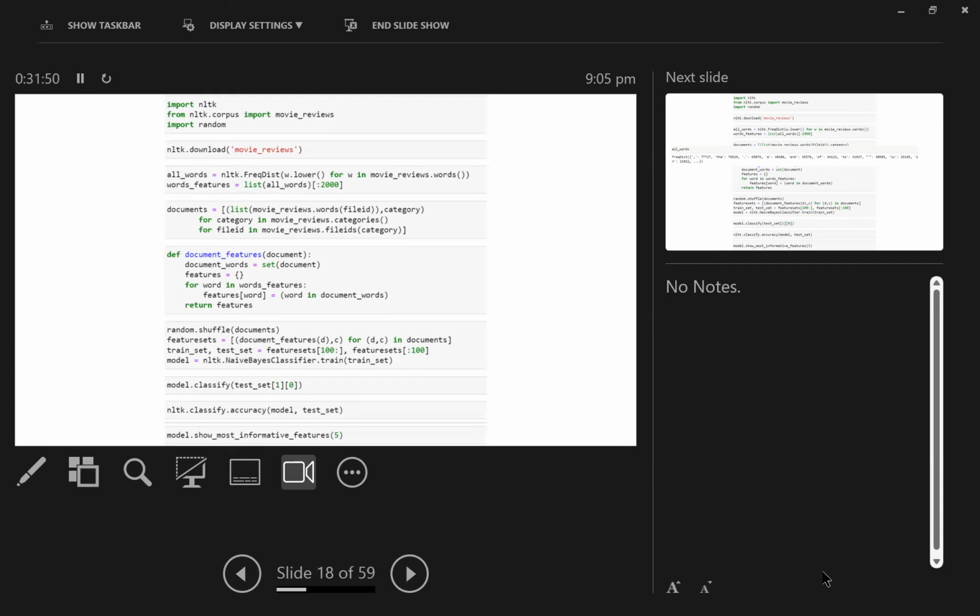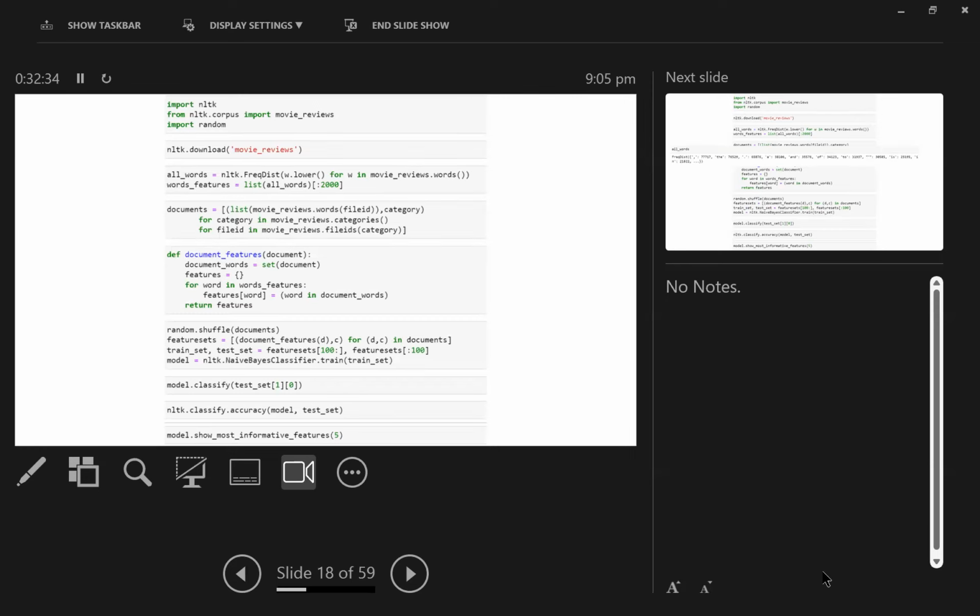So first, we import the toolkit, and then we need to import the set of words involved in the review. In order to do that, from this toolkit we import the movie reviews, which contain a large set of movie reviews from which we can pick some of them for us to do the training. Okay, so after that we download this movie review.